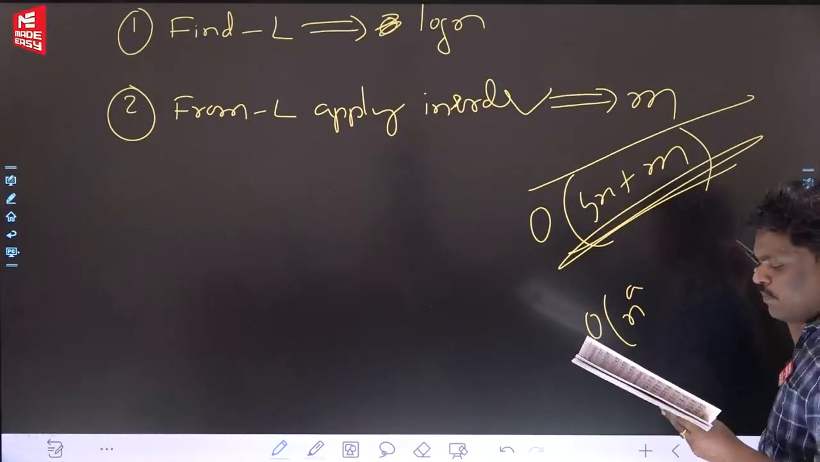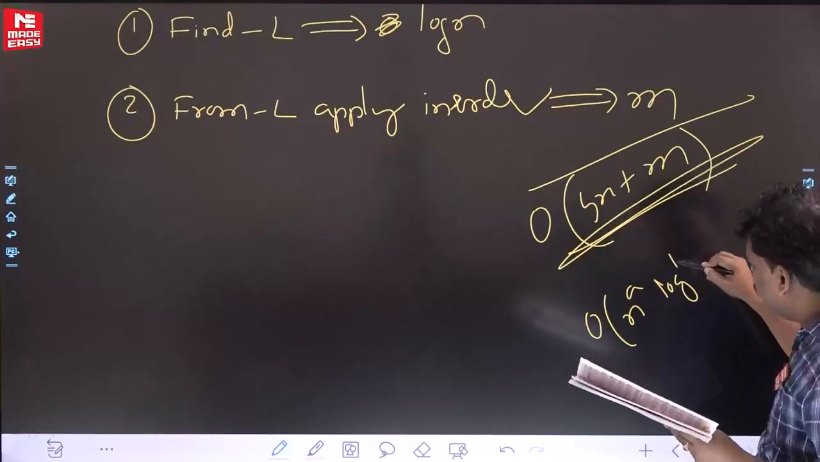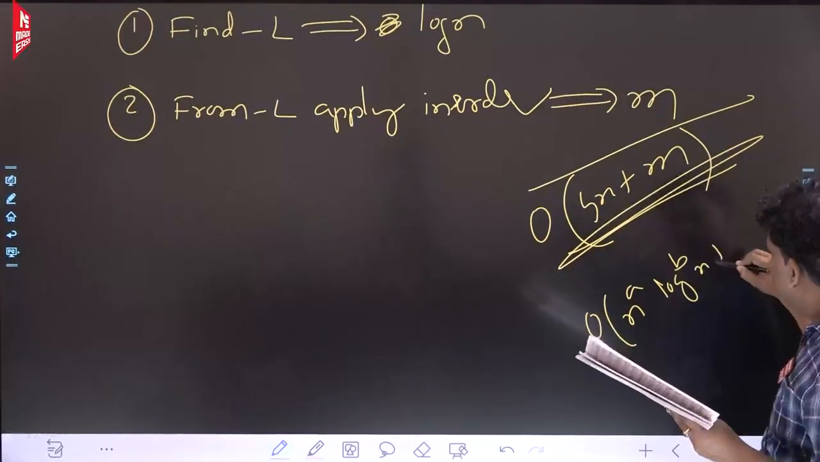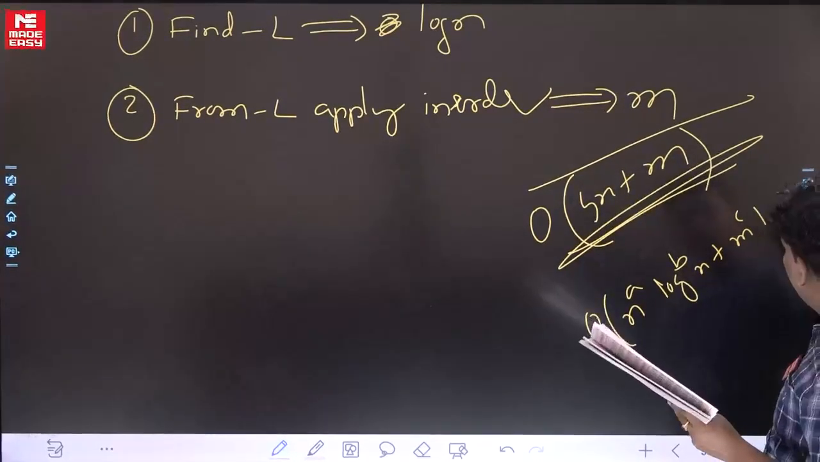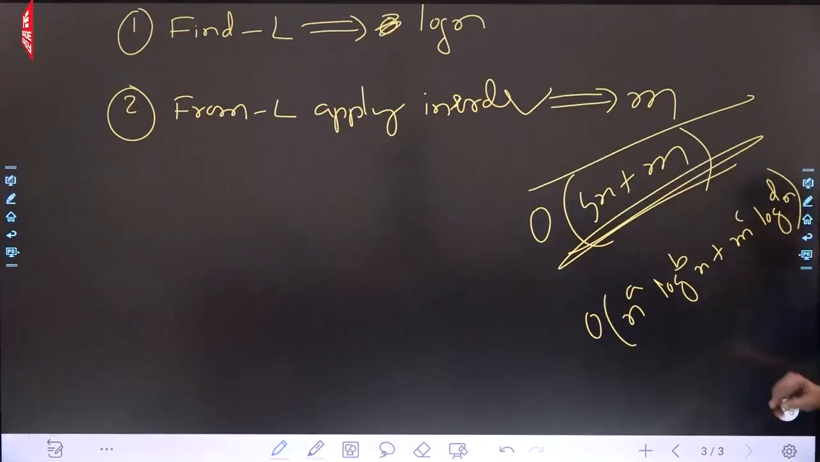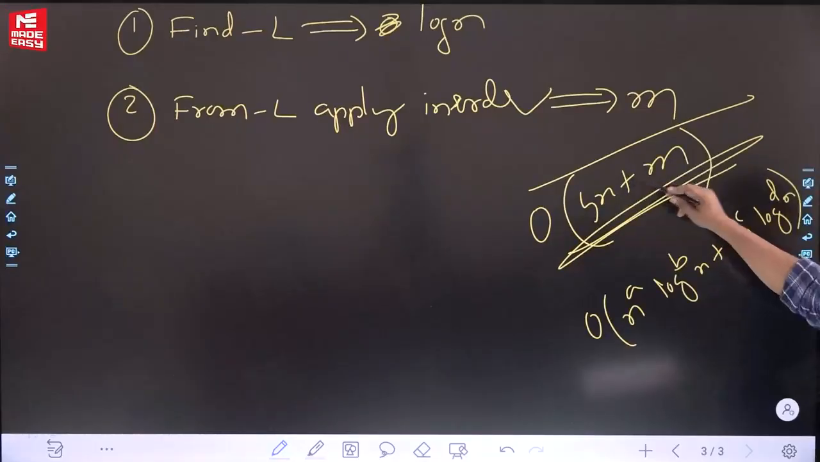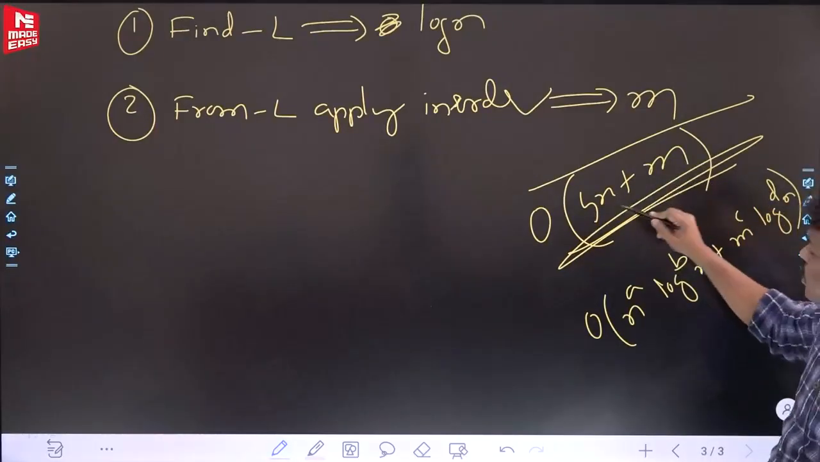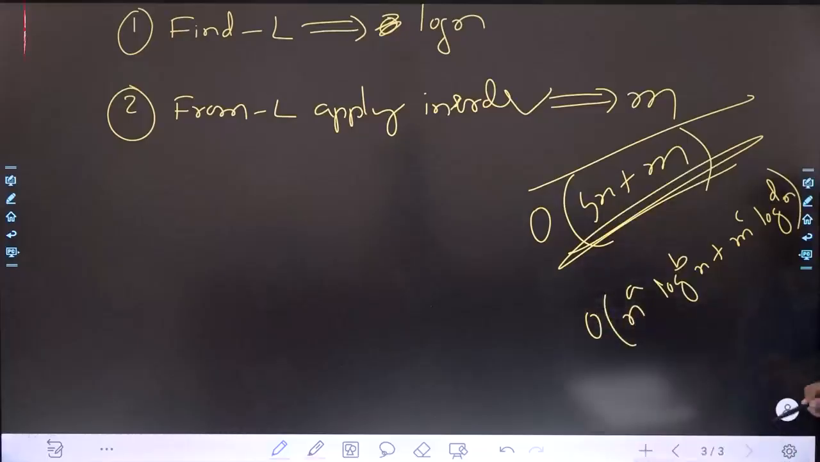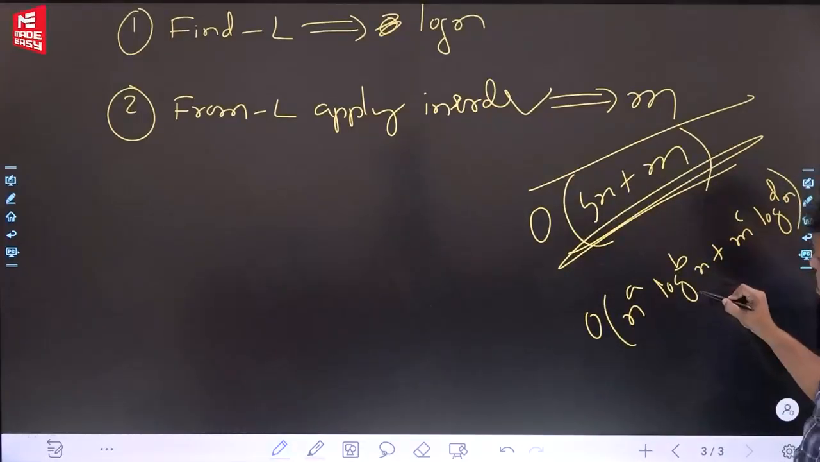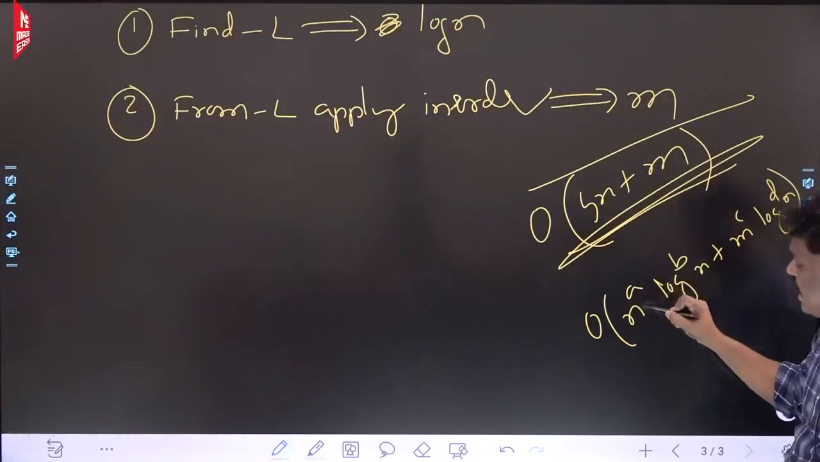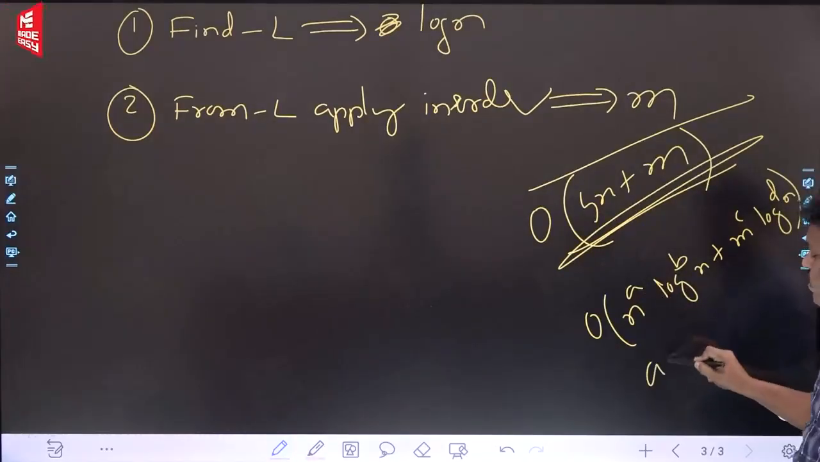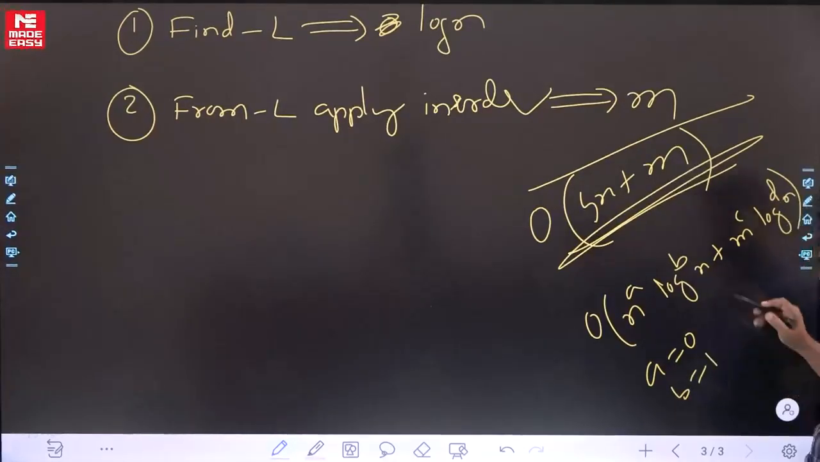The time complexity of this actual algorithm is n^A log^B n plus m^C log^D n. Now can you help me compare both? This is the actual answer, and I want it in this form. Log n is there, so if you want log n, B should be 1. A cannot be there, n power 0, so A is 0 and B is 1. So that log n will come.